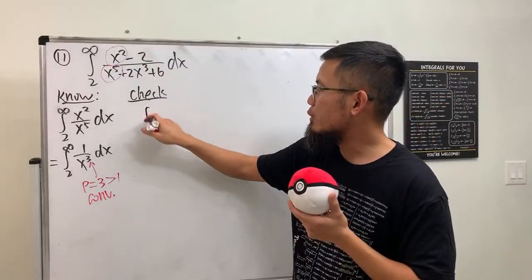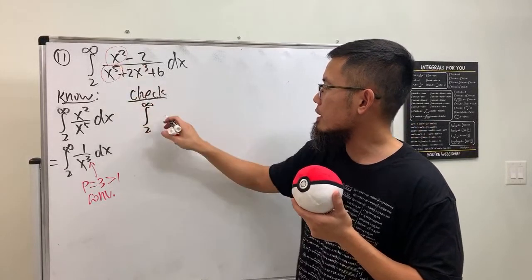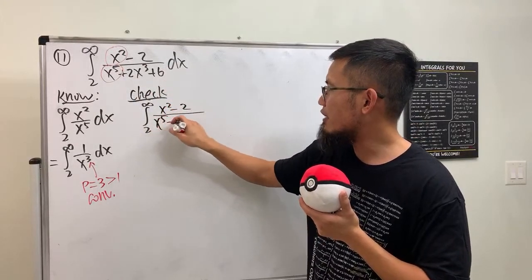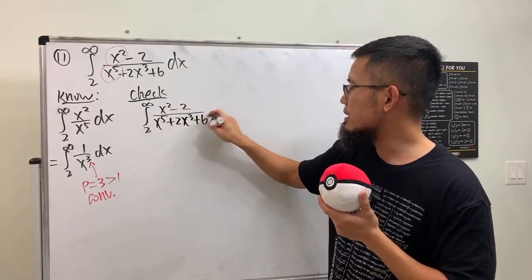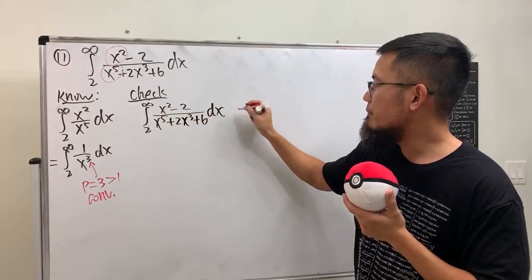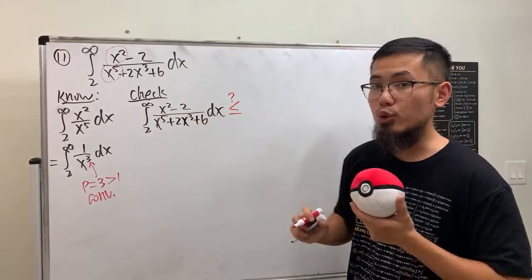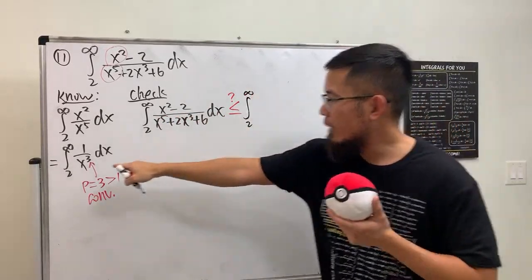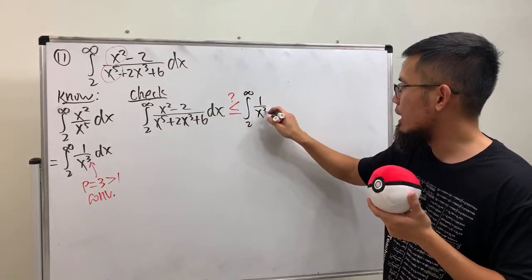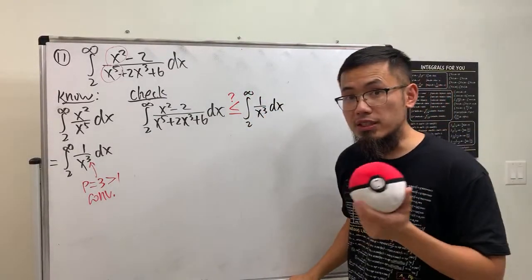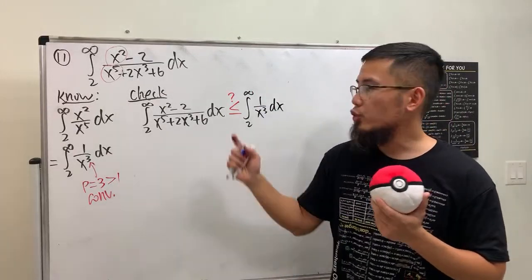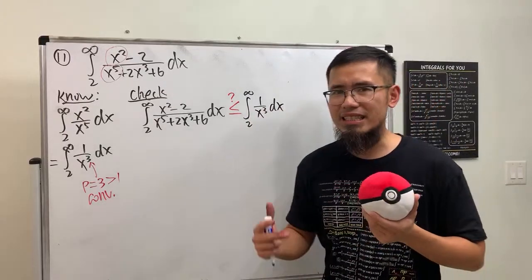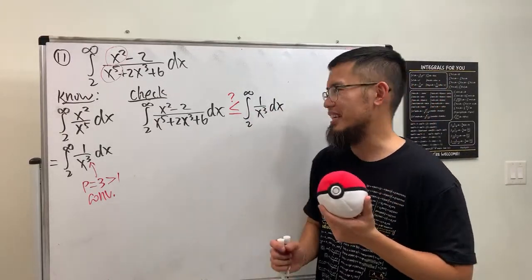So check the integral going from 2 to infinity, and we have x squared minus 2 over x to the 5 plus 2x cubed plus 6 dx. Hopefully, this is less than or equal to, but I don't know yet. Integral going from 2 to infinity, and I'm just going to put down that. All right? So this is the check that we have to do. And be sure you set out the correct inequality, because otherwise, you are not just making an innocent mistake. That's a crucial mistake, right?